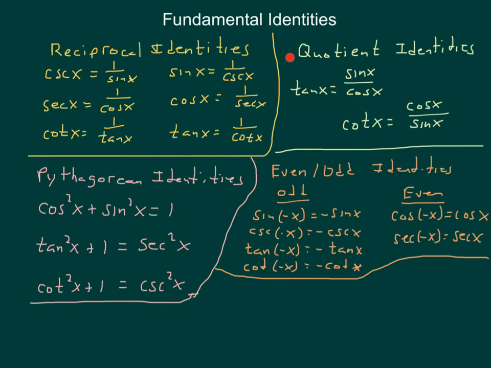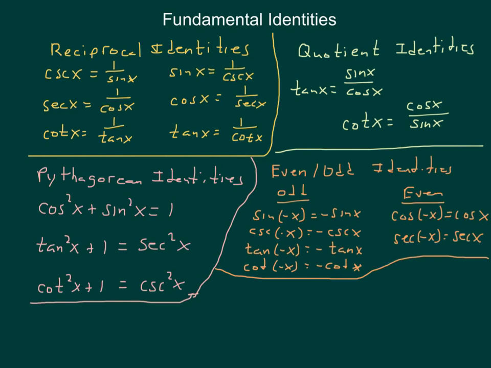Also over here we have the quotient identities. These are ones that we have talked about. The idea that tangent is sine over cosine and cotangent is cosine over sine. Remember that when we dealt with the unit circle, x was equal to cosine and y was equal to sine. And remember that tangent was y over x. Thus we get sine over cosine. And cotangent then would be the reciprocal, so we get x over y, so cosine over sine.